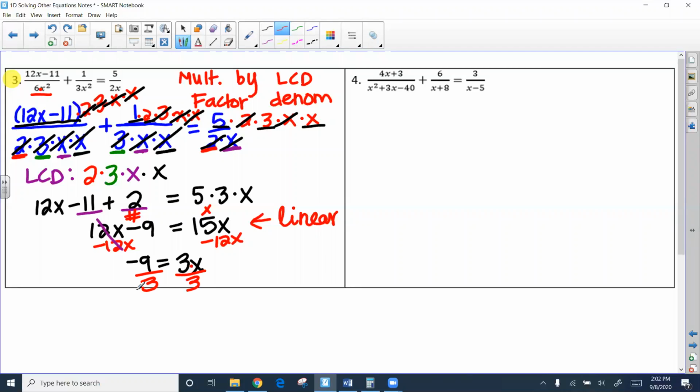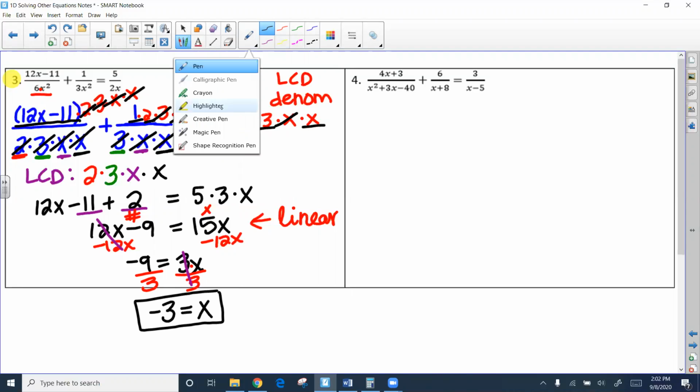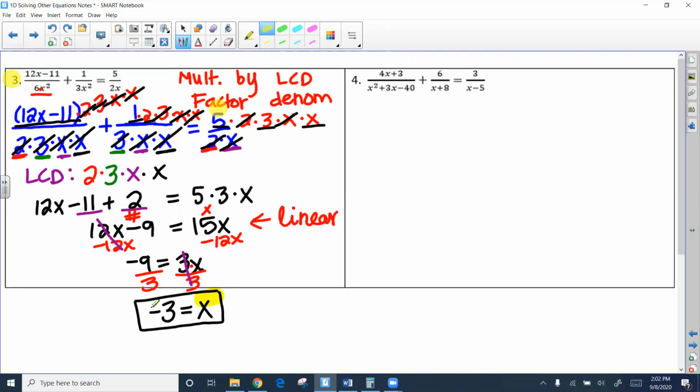And whatever you do to one side, you do to the other. So here the 3's divide out. This divides evenly. So we have negative 9 divided by 3 is negative 3 equals x. And there's our solution there. Okay, so we got x equals negative 3 as our solution.